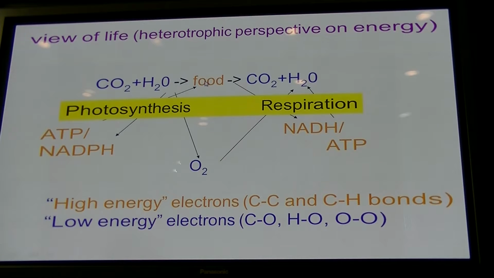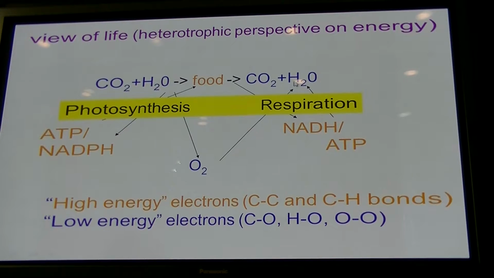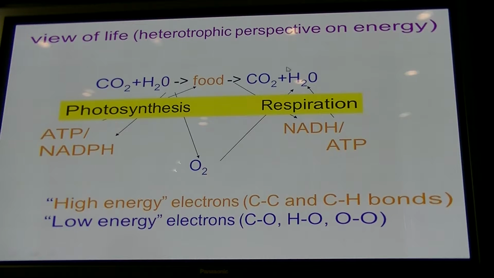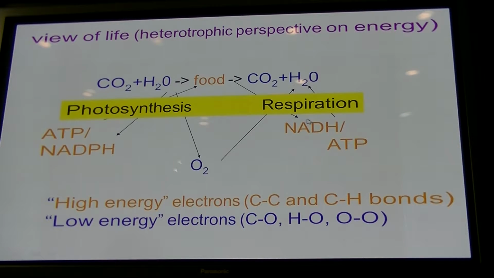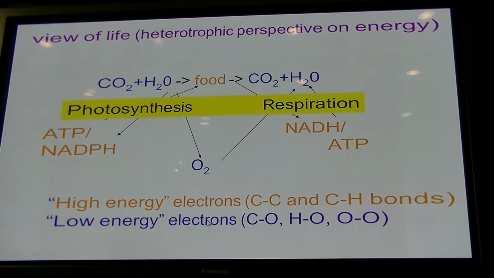And then those organic molecules can be broken down to CO2 and water in the process that we call respiration. In that process, we utilize oxygen to oxidize our organic molecules. The oxygen was produced as a byproduct of photosynthesis. And in this breakdown of food, we temporarily store high energy electrons in NADH, and we also store energy in ATP. So we have high energy electrons in food and in NADPH and NADH. We have low energy electrons in CO2 and in water.